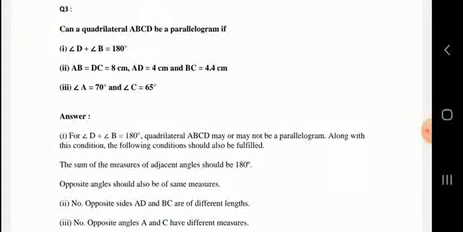So AB is equal to DC, DC is equal to 8 centimeter, AD is equal to 4 centimeter, BC is equal to 4.4 centimeter. So no, therefore opposite sides, that is AD and BC, are of different lengths, so it will not be equal.